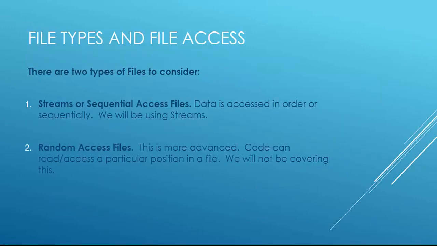In this class, we will be looking at only sequential access files, or what are called streams. In other words, you're going to read the first piece of data, then the second piece of data, then the third piece of data, rather than a random access file. That's a more advanced concept. So let's take a look at the file we're going to be reading for this short example.